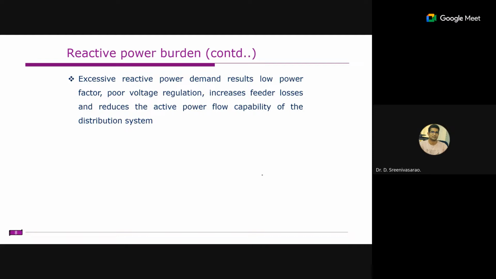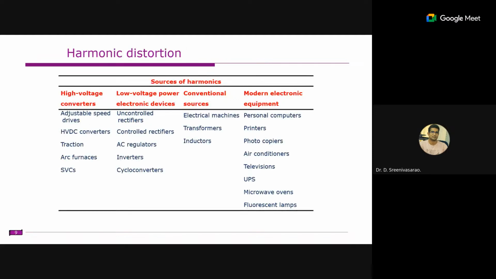In the case of harmonic distortions, it depends on what kind of voltage or power level you are dealing with. Based on that, the first is adjustable speed drives, that is, motor drives. Another is HVDC converters, traction applications, arc furnaces, and static var compensators. These are some of the sources of harmonics at the distribution level. This is at the transmission level.